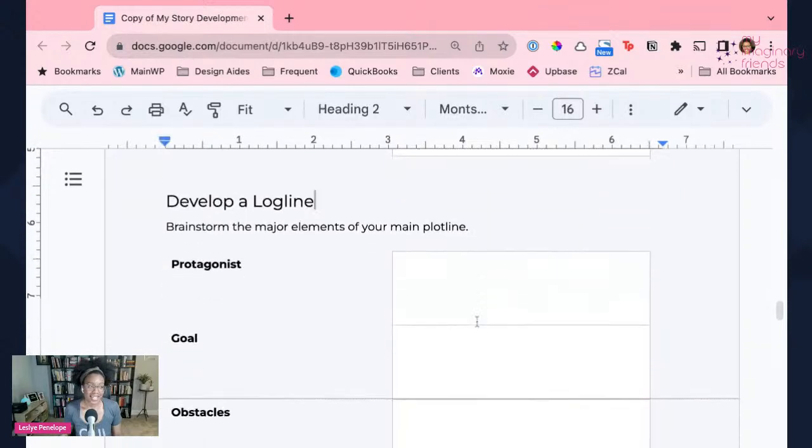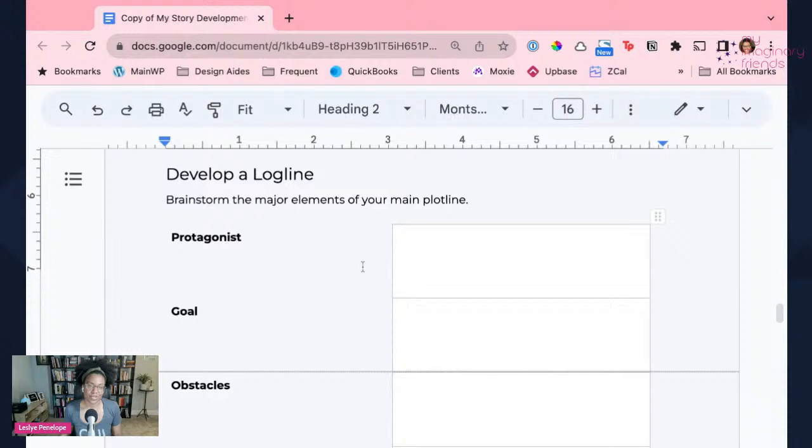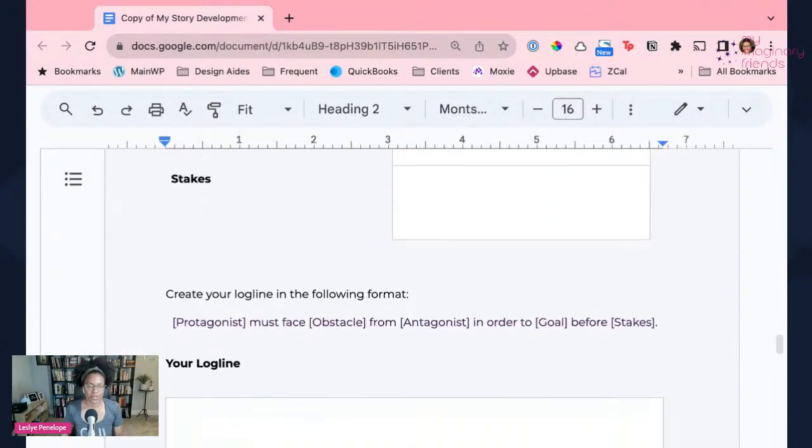So the goal for today is to get to a log line. So this is sort of a brainstorm of the elements of the log line. And I'll skip ahead to the bottom to show you the format that I use. This is just one example of a logline format. The protagonist must face obstacles from an antagonist in order to reach the goal before the stakes happen.